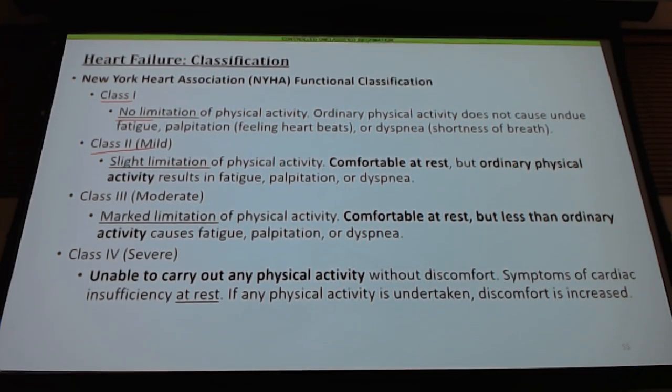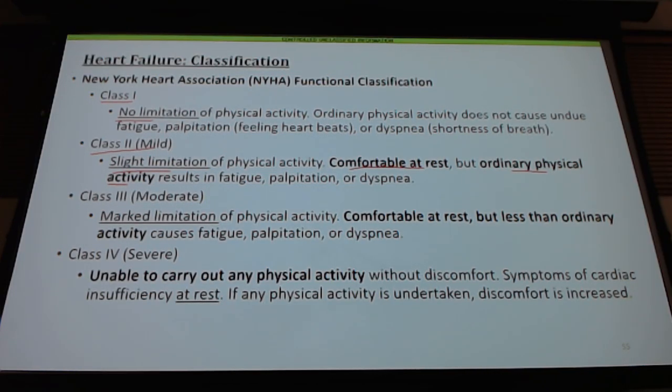When we have class 2, or mild, you get a slight limitation of physical activity. They're comfortable at rest, but ordinary physical activity results in symptoms. So normally they can walk a mile and they're fine. But now they're fine at the 3/4 mile mark, but when they hit a mile, they start having symptoms. So that's now that ordinary physical activity triggers symptoms.